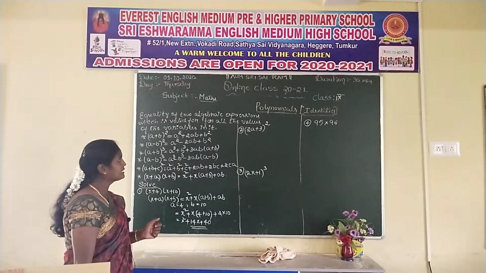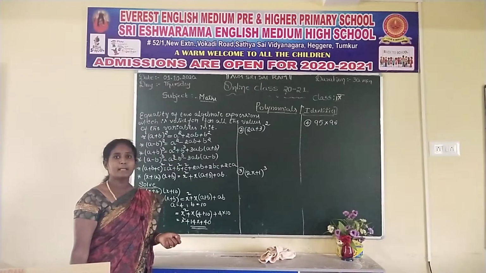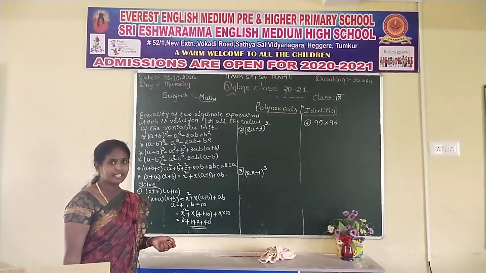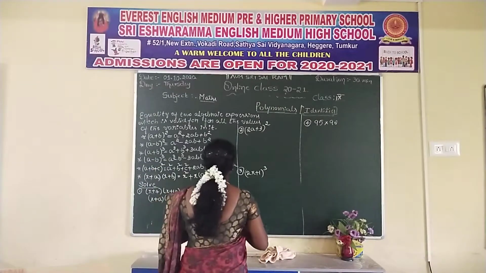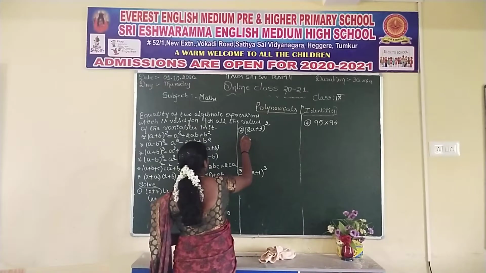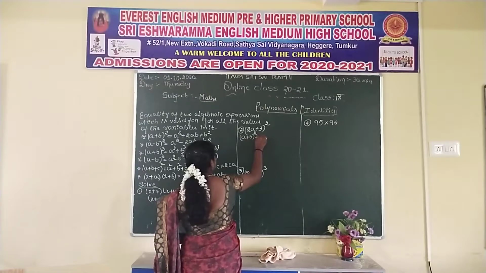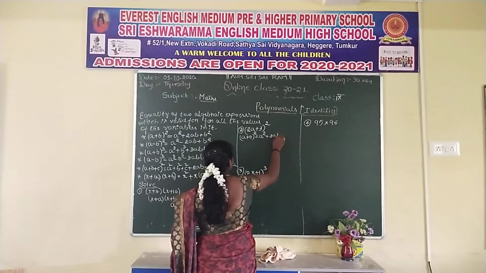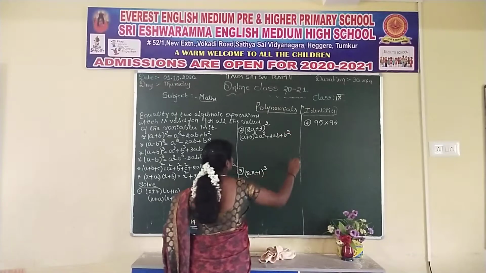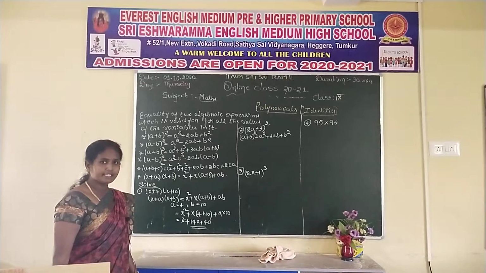The next question is (2a + 3) whole square. Whole square means which identity do we want to use here? (a + b) whole square. (a + b)² is equal to a² + 2ab + b².